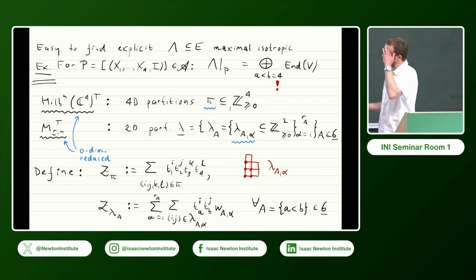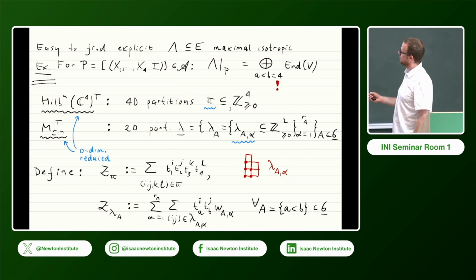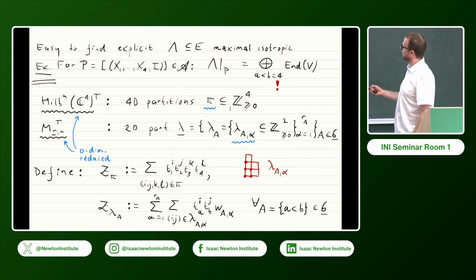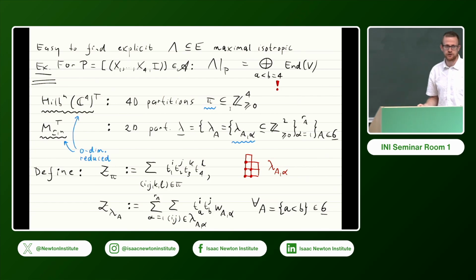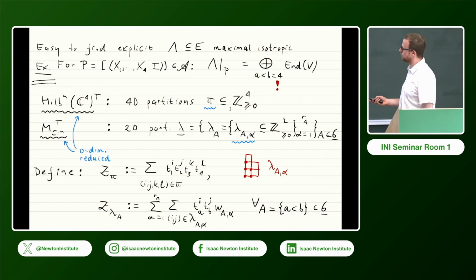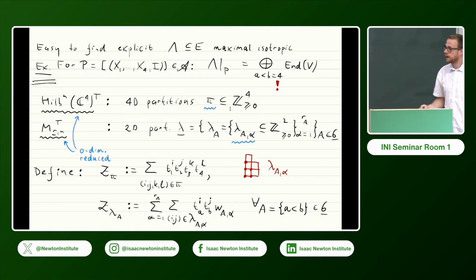So now what we do is, if we have a fixed point pi or lambda A, such a collection, I'll define some characters, some representations associated to it. So for pi, I just sum over all the boxes in my partition, finitely many, and I put T1 to the I, T2 to the J, T3 to the K, T4 to the L.